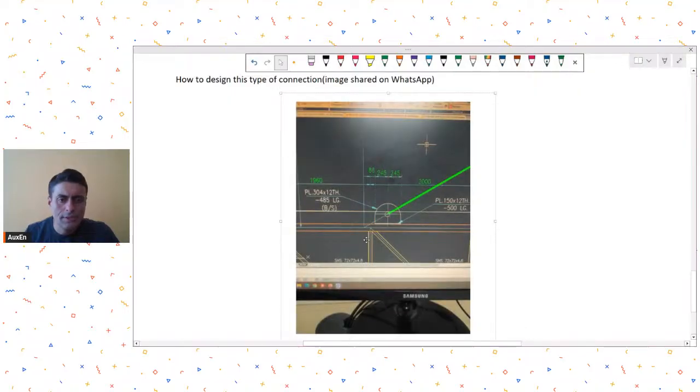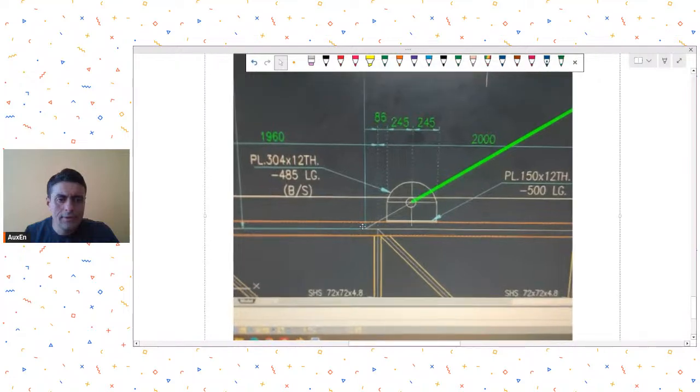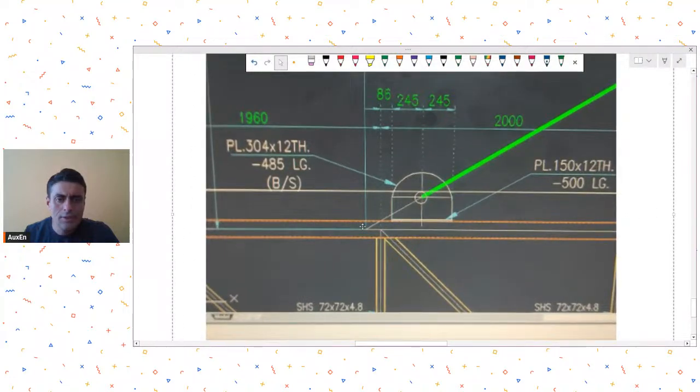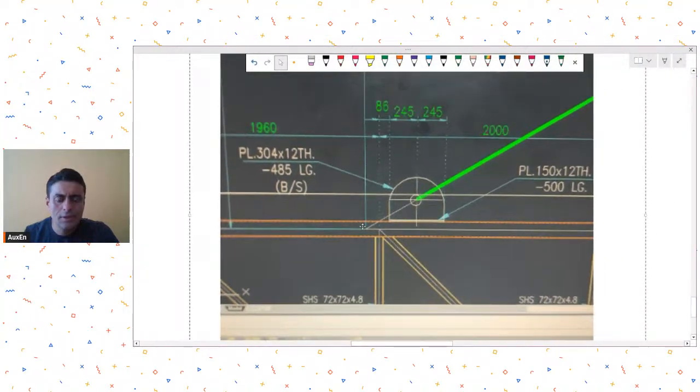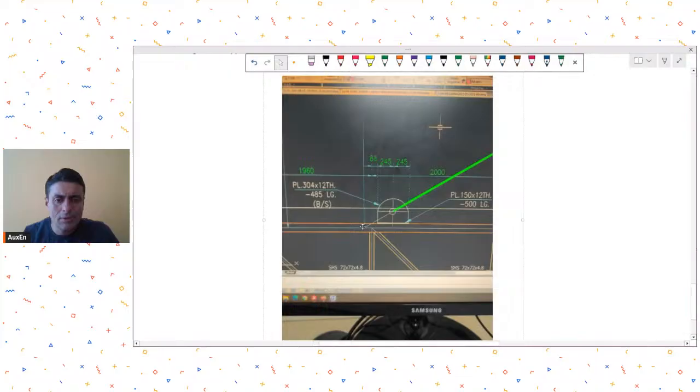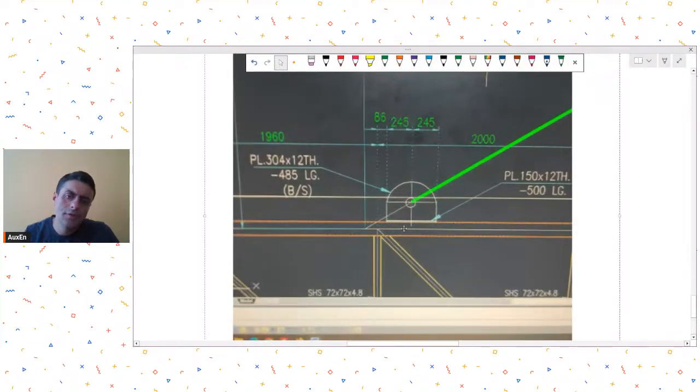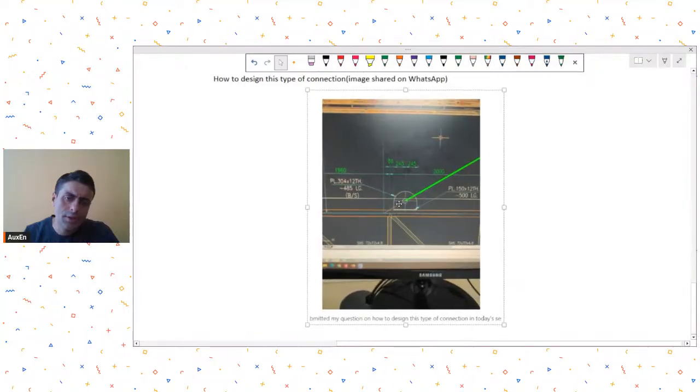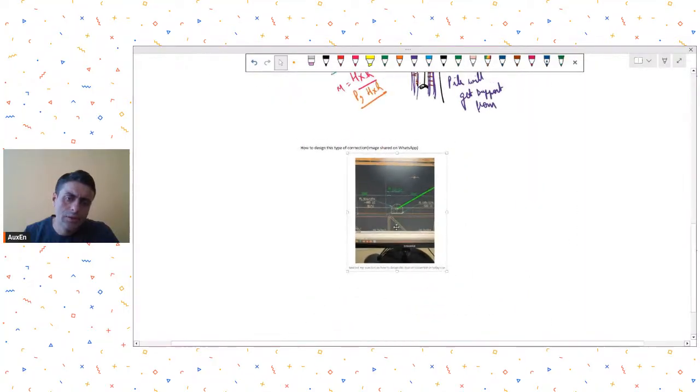So this looks something like a pin, and I'm not sure what is happening over here. Which member is getting connected to this pin? I'm not sure. It looks like some pin connection. So I'll just explain the basics of this kind of connection that you may have to do.